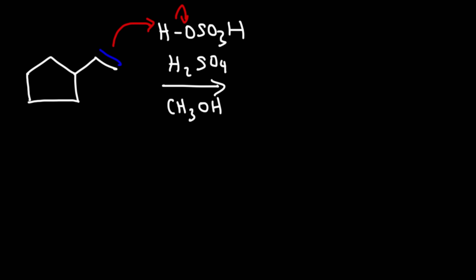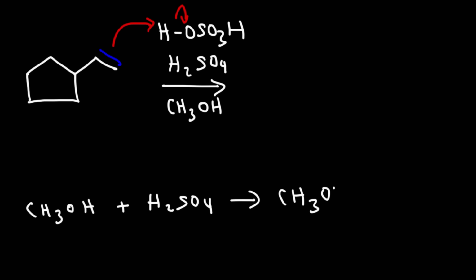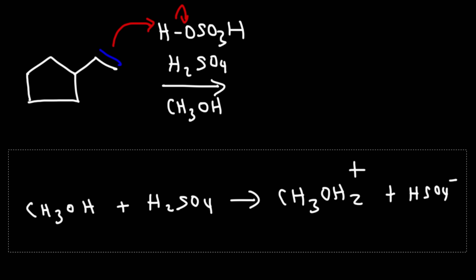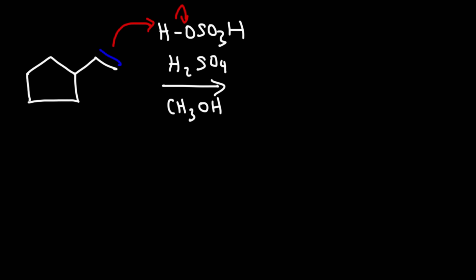Now this proton can come directly from sulfuric acid, or it can come from a protonated solvent molecule. So just as water can react with sulfuric acid, methanol can also react with sulfuric acid. And we can get the conjugate acid of methanol and HSO4. So this alkene can acquire a proton from that species as well. So there's more than one way to show the mechanism. Just keep that in mind. So regardless of where the alkene gets the proton, we're going to end up initially with this secondary carbocation.